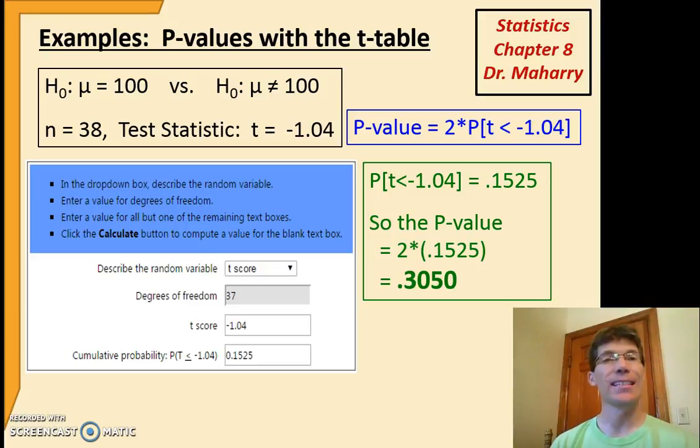Now you can also use the TI-83 or the TI-84 calculator. Those calculators have the tcdf function built in, where you can plug in a lower limit, an upper limit, your test statistic value, and a degrees of freedom. So you can find p-values using your calculator as well.